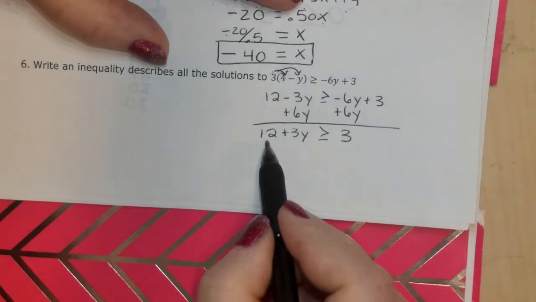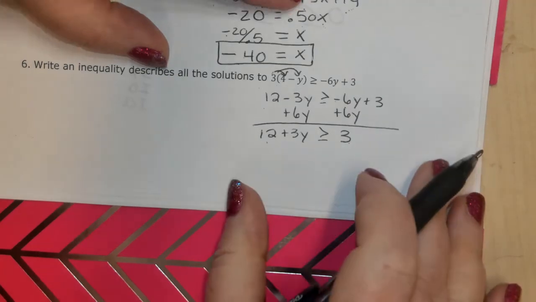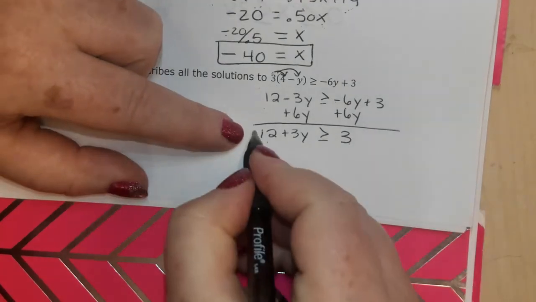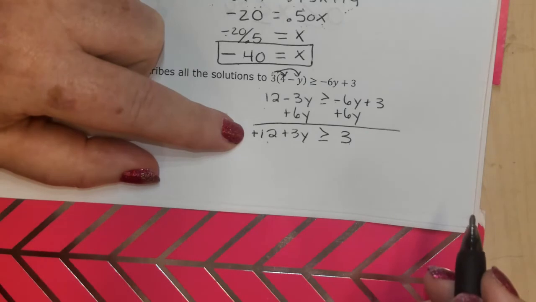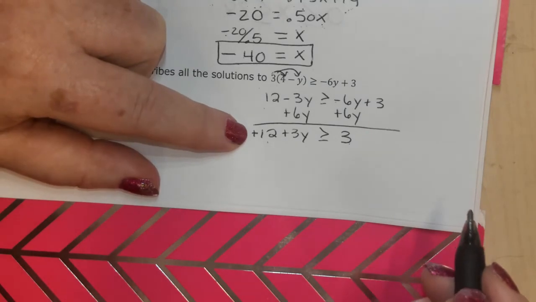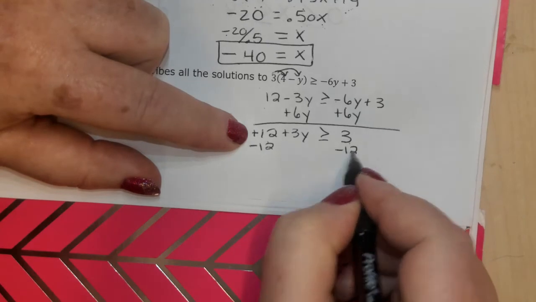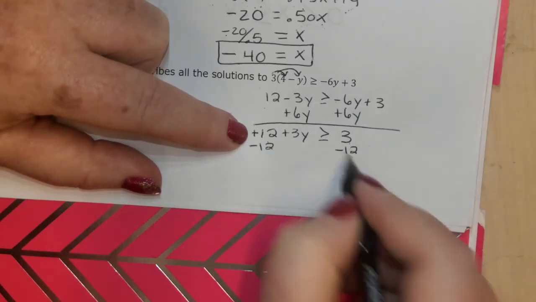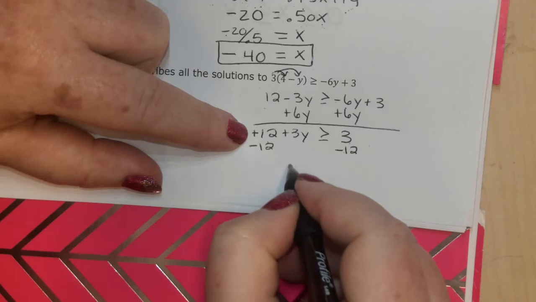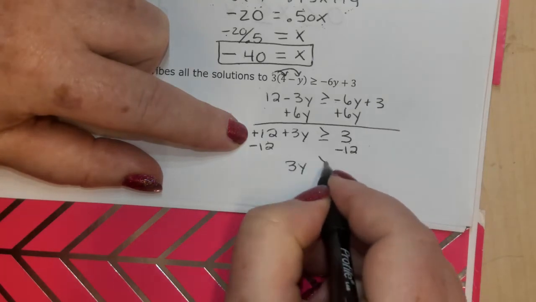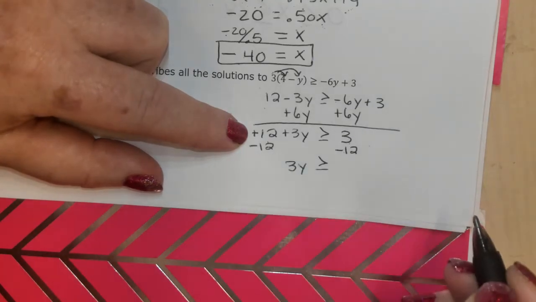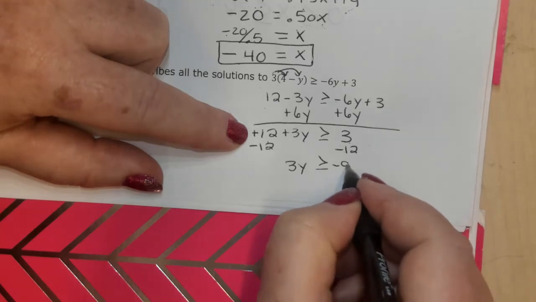Now the 12 needs to get over here with the 3. On the left, it is a plus 12. What happens when you go to the other side? You change your sign. So that's the same as when I used to always say subtract 12 from both sides. If you take it over to the other side, it's going to become the opposite. Bring down your 3y. And 3 minus 12 is negative 9.